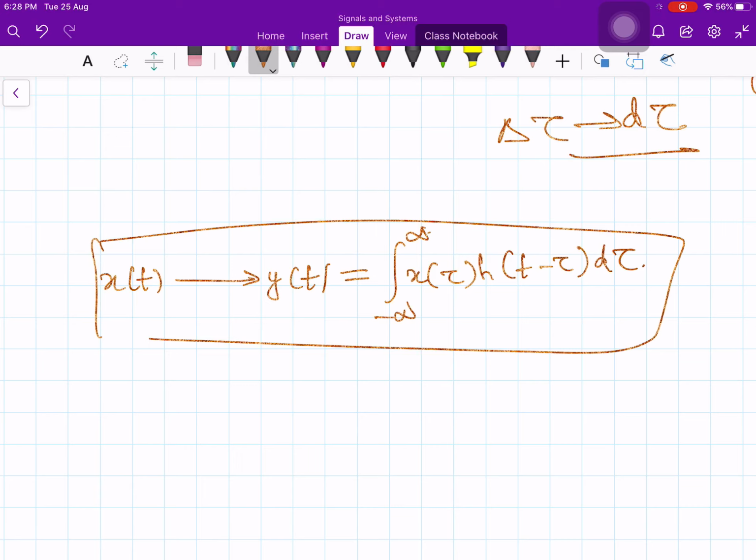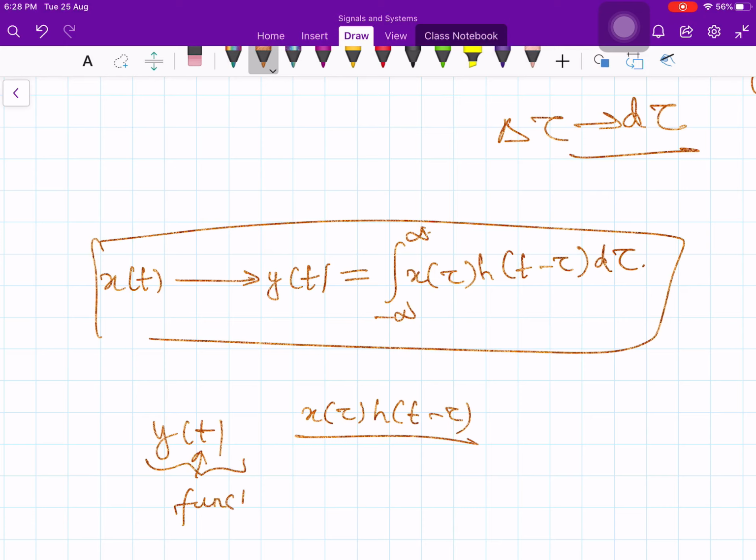Okay, so no need to do the integration from minus infinity to plus infinity. In other words, given any input x of t, the output can be obtained as follows: you first find x of tau and then h of t minus tau, multiply x of tau and h of t minus tau, and then carry out the integration between minus infinity to plus infinity. So this is a function of time, right? Your y of t is a function of time, and that t is here.